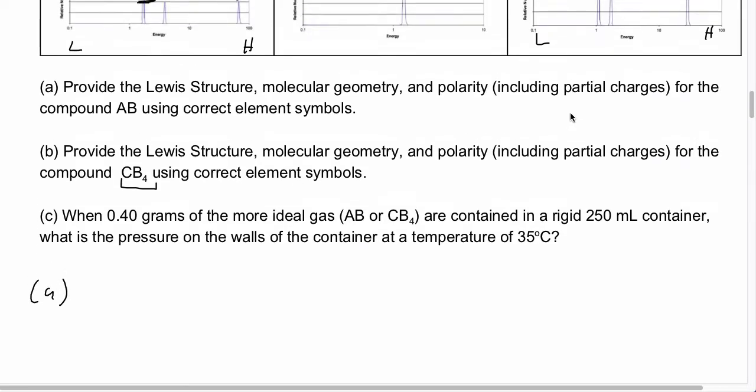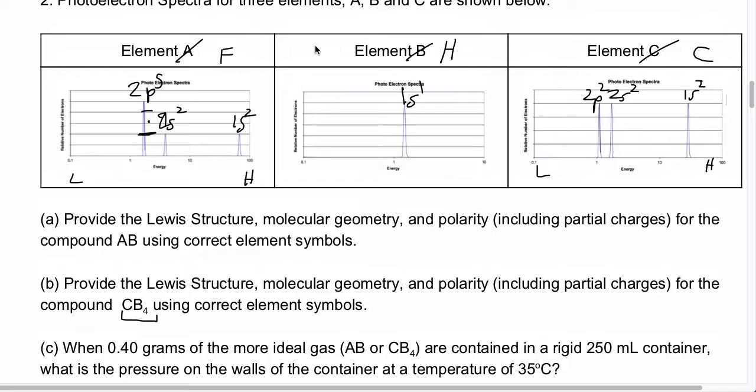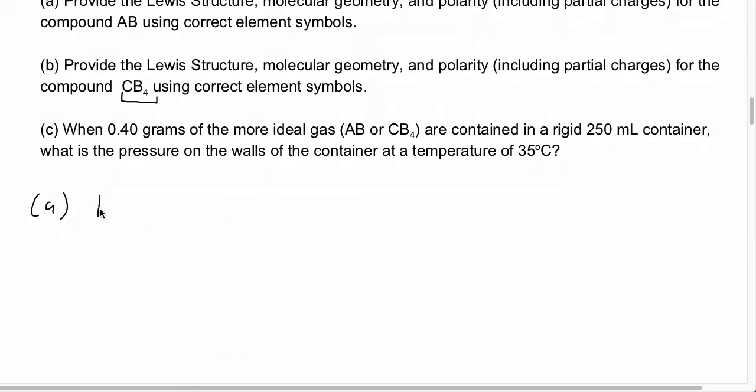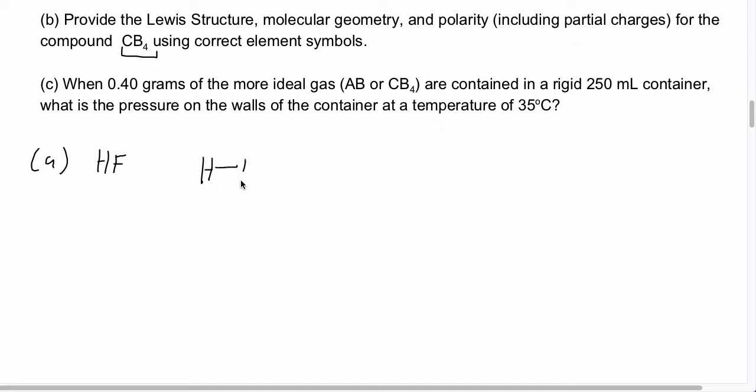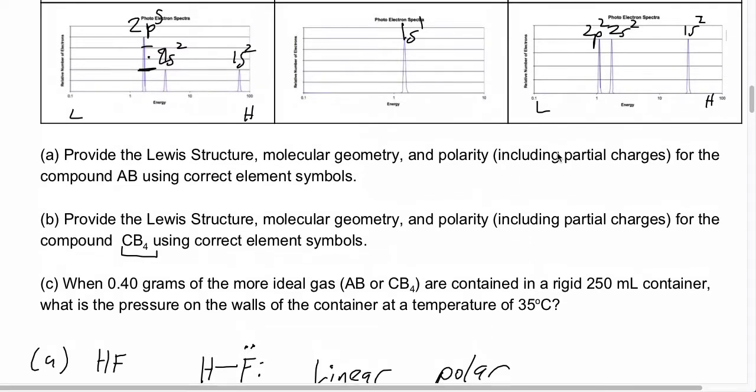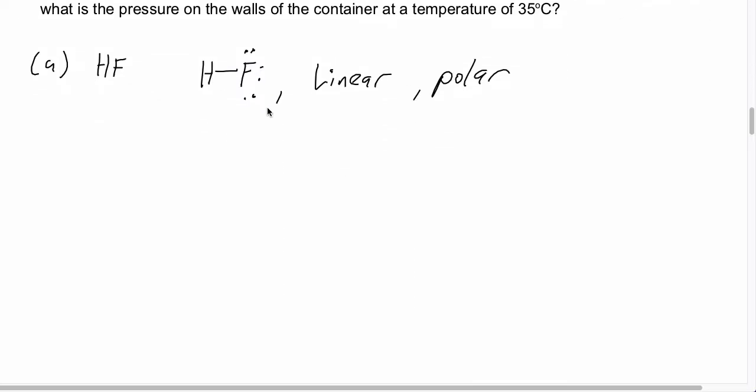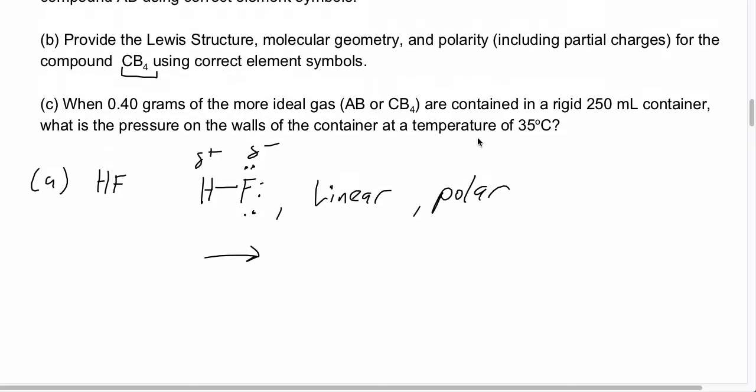Molecular geometry and polarity for AB. So that's HF. So if you do want minus have divided by 2, you're going to get this. The molecular geometry for that is linear. So that's the only option. And the fluorine is more on the right. So this is a polar molecule. Okay? Include partial charges. So fluorine is pulling harder on those electrons. You can think of the arrow pointing towards fluorine. And that's a plus right there.